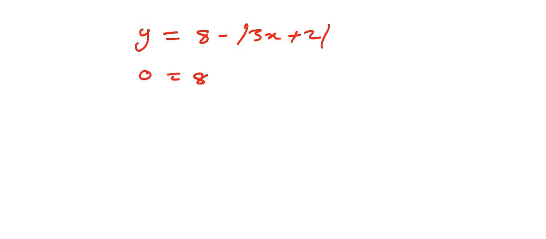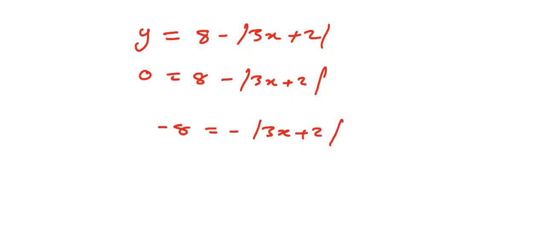We're looking for the x-intercept, so we equate everything to 0. This is just going to give us 0 is equal to 8 minus the modulus of 3x plus 2. Then take the 8 to the other side, it will be negative 8, equals negative modulus of 3x plus 2. First of all, the negatives are going to cancel.